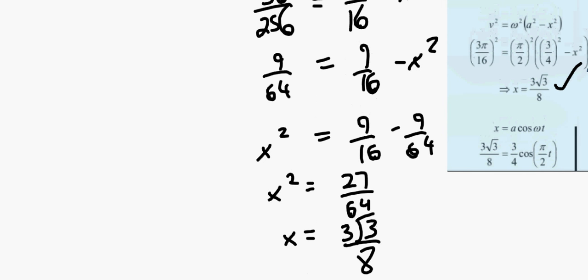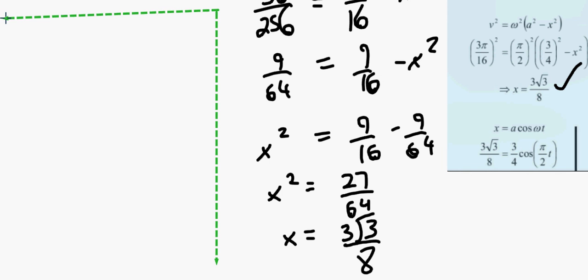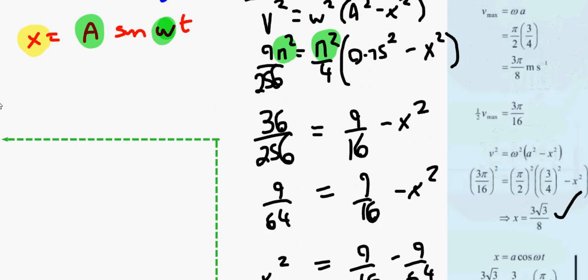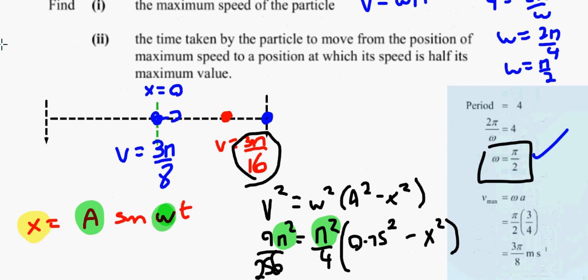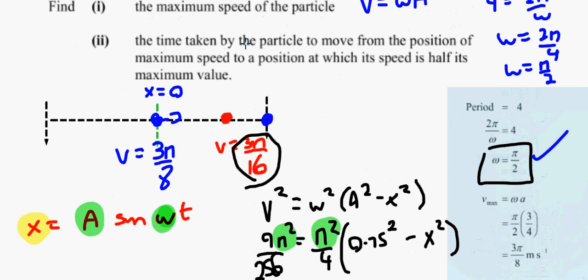Okay. This is the so-called part B. Now, I don't know what they did with the cos, so I'm very, very determined to figure out why they use cos, right? I said I was going to use sine, didn't I? Because it starts at the beginning. So, the time taken by the particle to move from the position of maximum speed, which is the middle, to a speed that is half its maximum value.